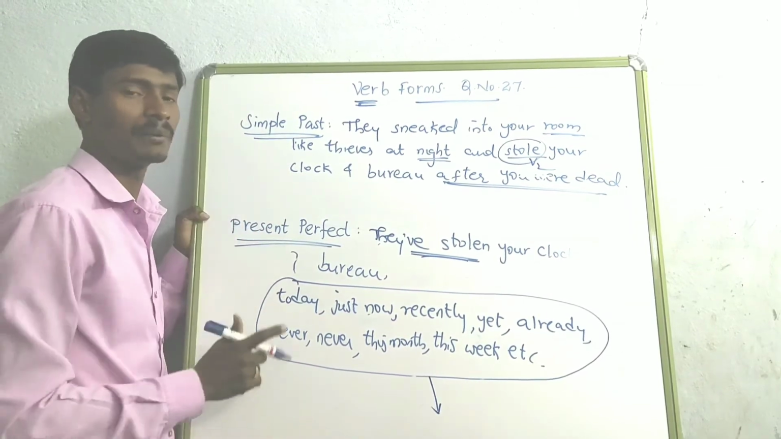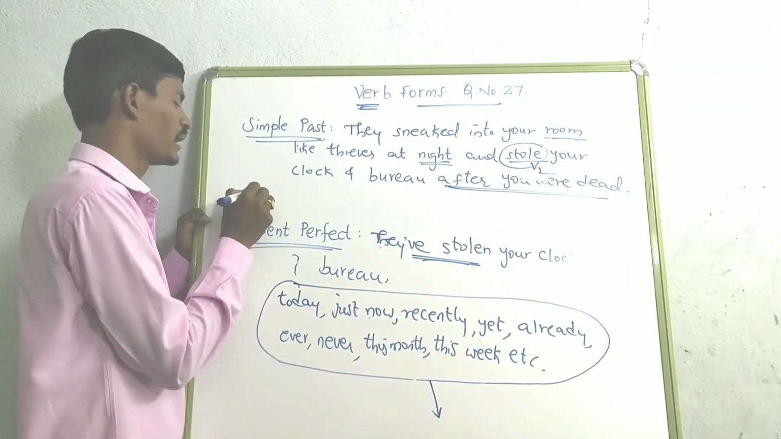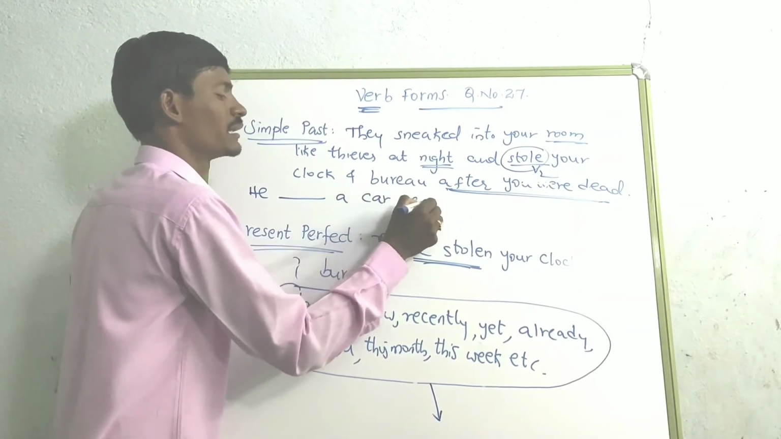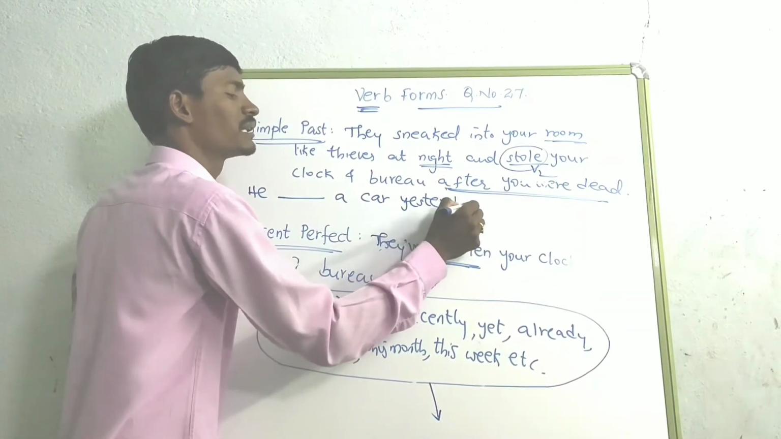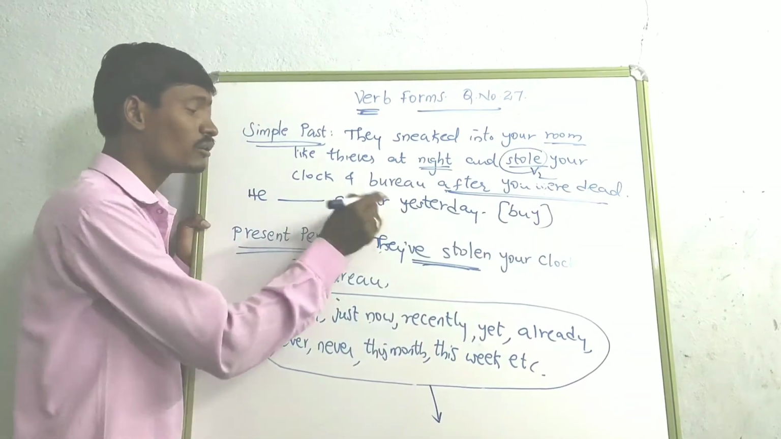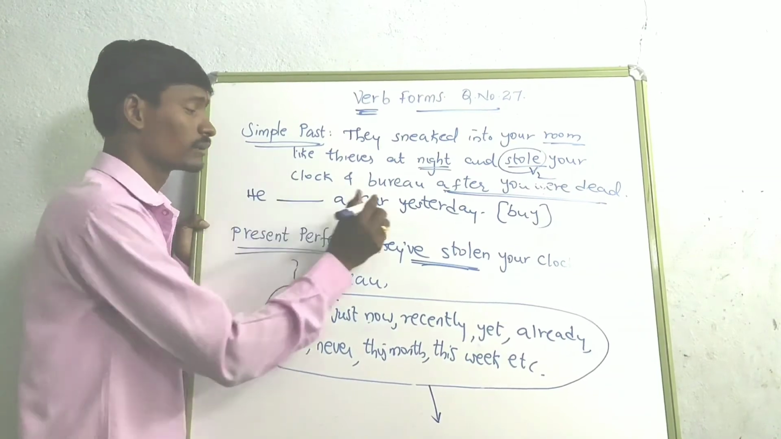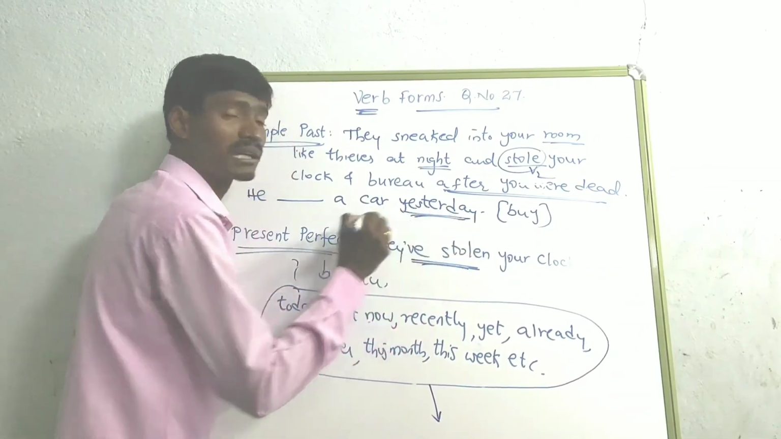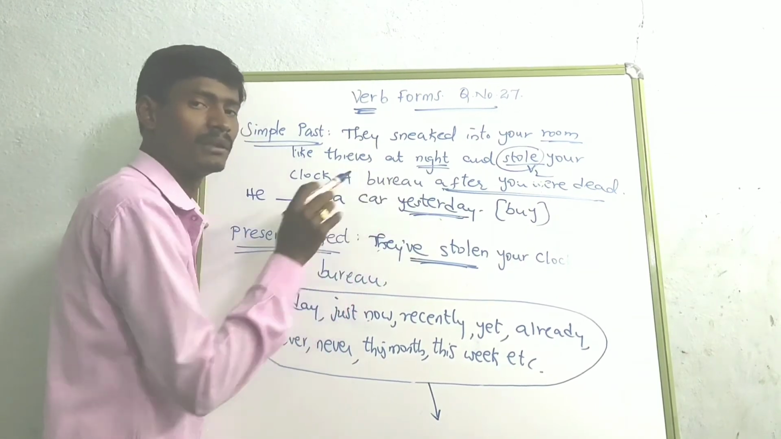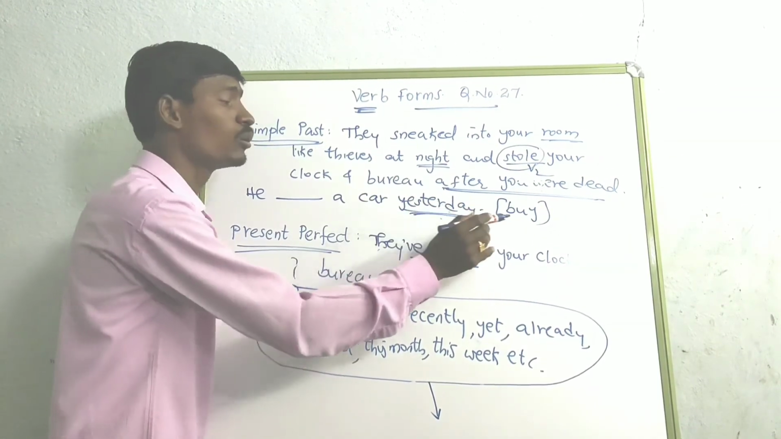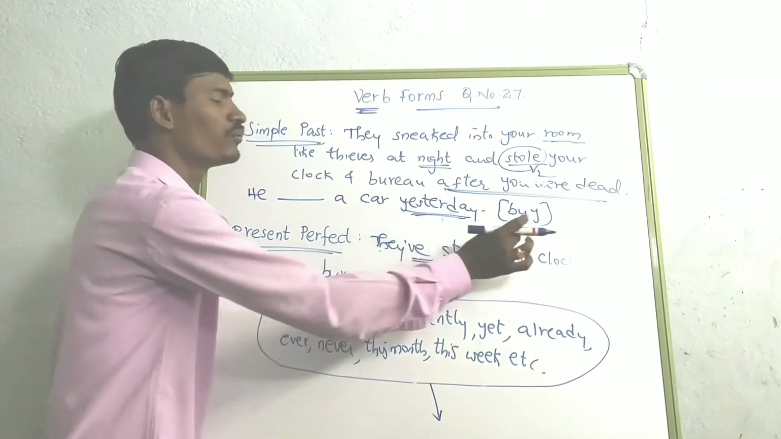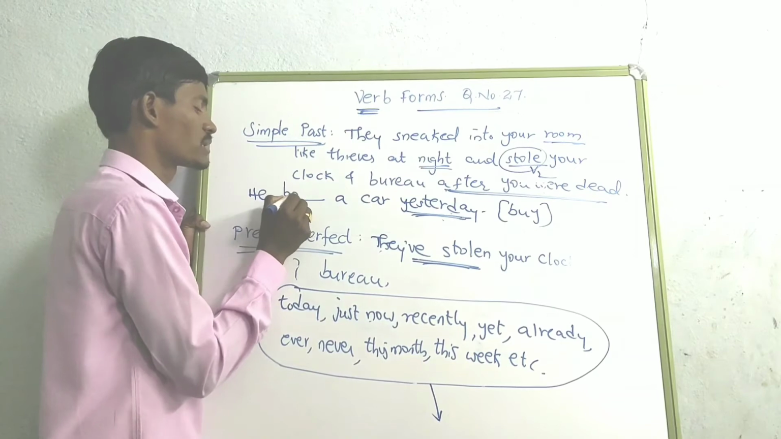For example, take: he dashed a car yesterday. Already you observe here, the work is over. The time related to the past is mentioned here. What is the time related to the past? Yesterday. Yesterday means past time. So when past time is given, you have to go for simple past. The structure of simple past is V2, the V2 form of buy, which is bought.